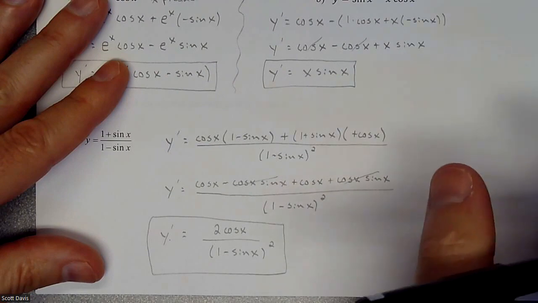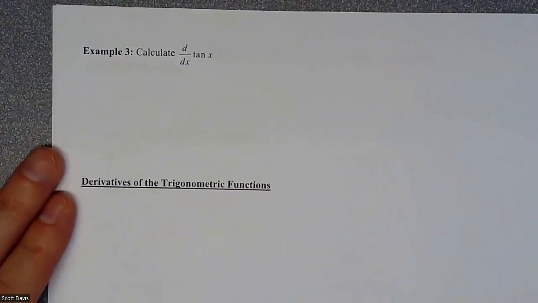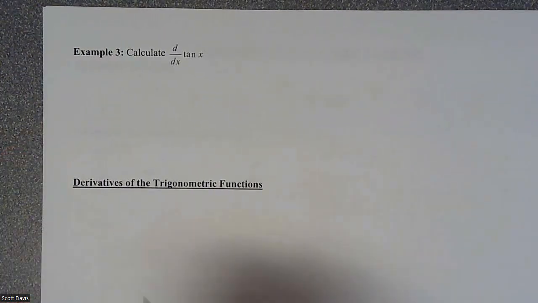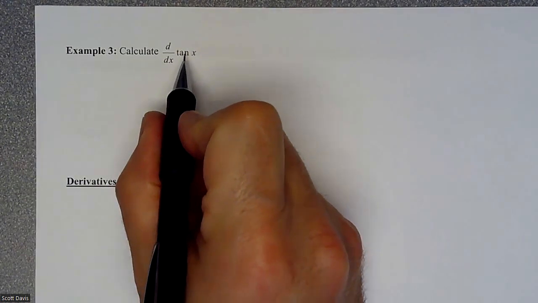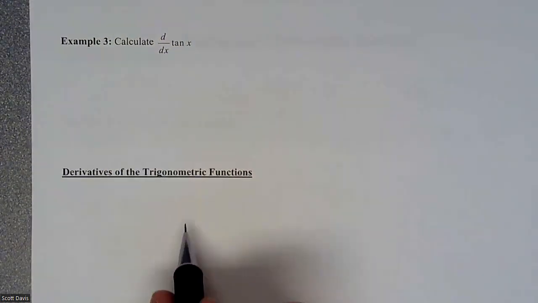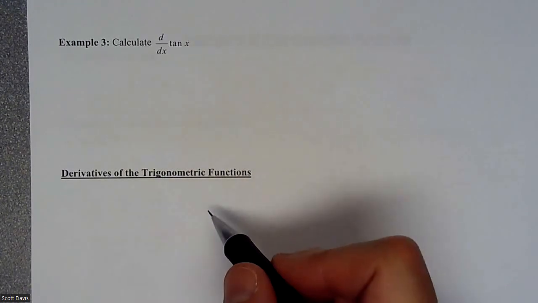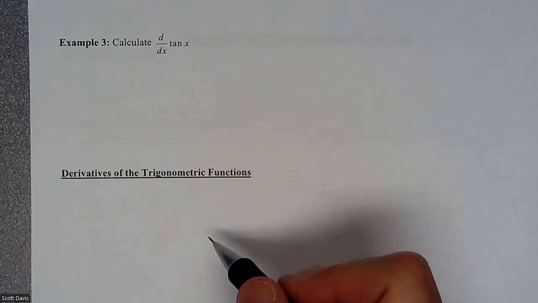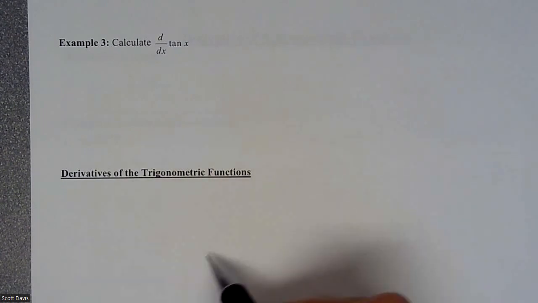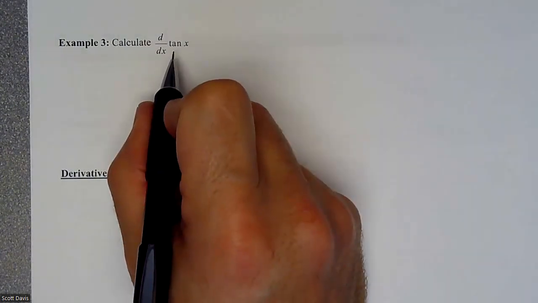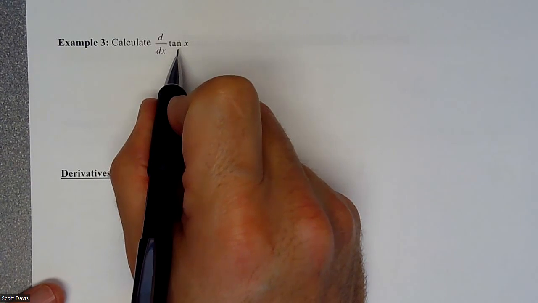All right, so let's do one more. We're going to do the derivative of tangent. Eventually we're just going to have some properties for this, like for all of the derivatives of tangents and cotangents and secants and cosecants, but before we get there, we're going to show you where this comes from.